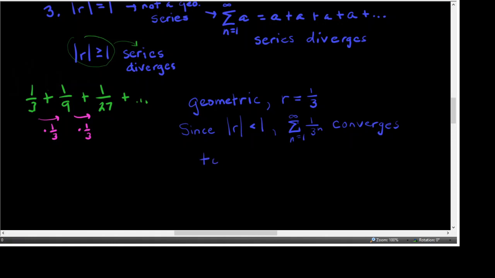And it converges to S, which, if we look at the formula up above, is A over 1 minus R. Oh, the other thing we should identify here, by the way, is what's the value of A? What's the first term of this series? It's 1/3. So S is A, 1/3, over 1 minus R, 1 minus 1/3. So 1/3 divided by 2/3 is 1/2.